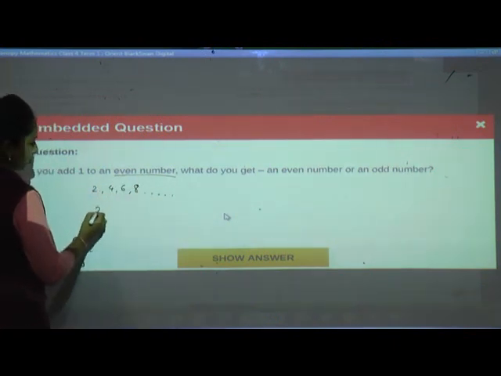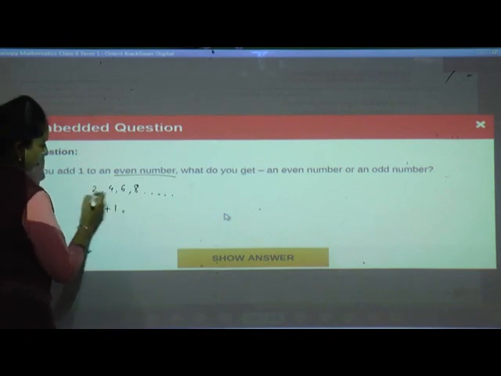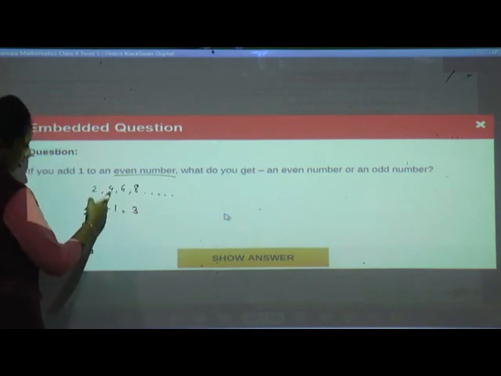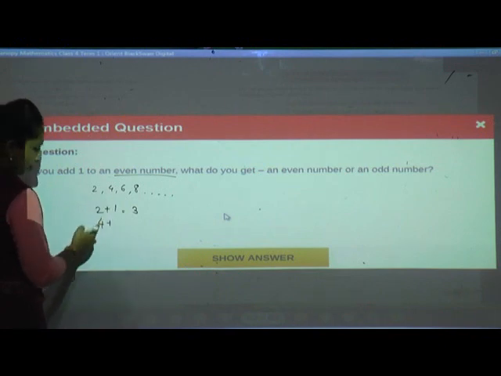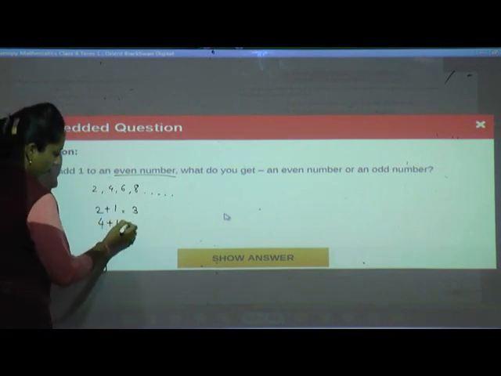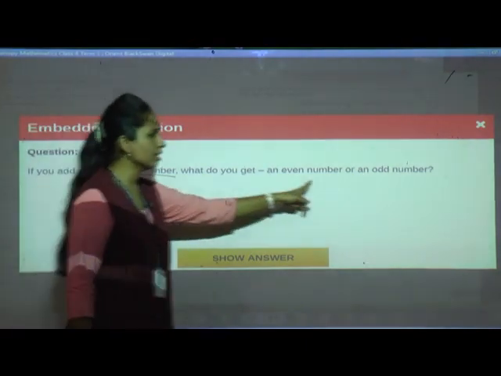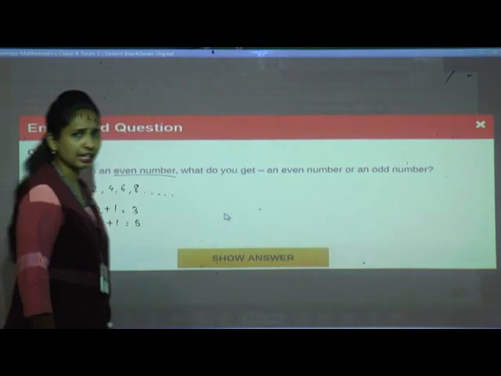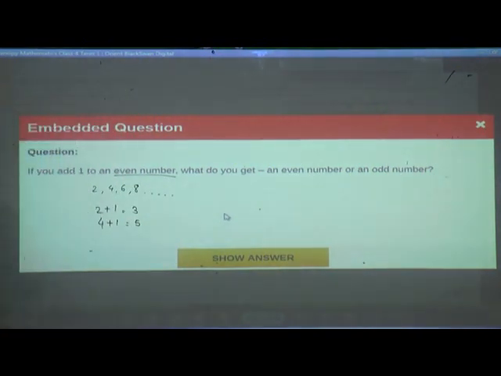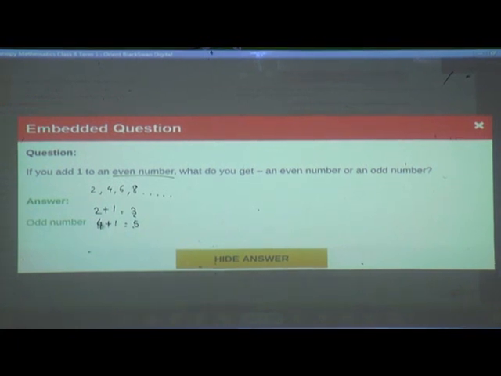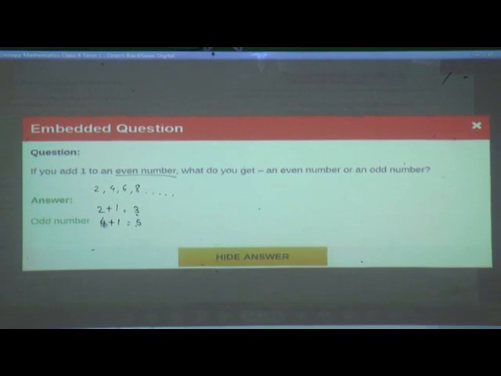Now I'll take 2 first. If I add 1, what will I get? 3. One more example I'll take. 4, an even number. If I add 1, what will I get? 5. Now what is this? Is 3 and 5 an even number or odd number? Yes, tell me. Odd number. Very good. Now we will cross check our answer. Yes, the answer is odd number. Okay? Understood till here? Clear?